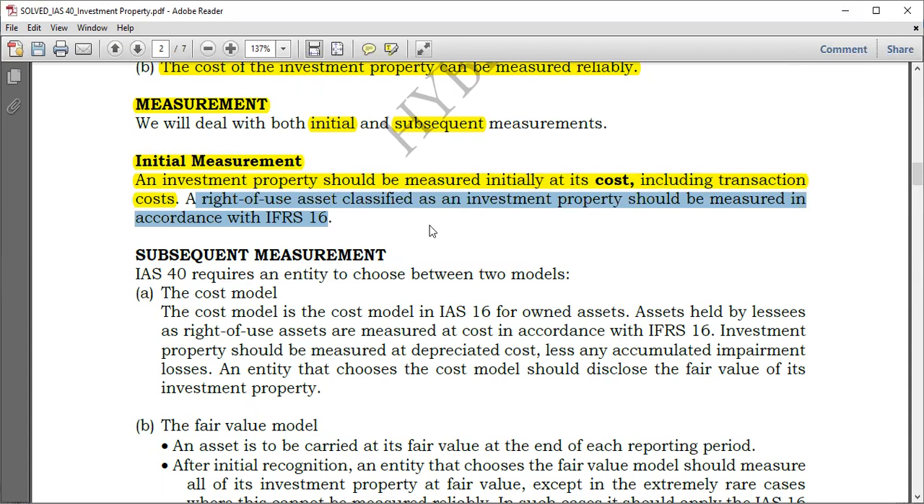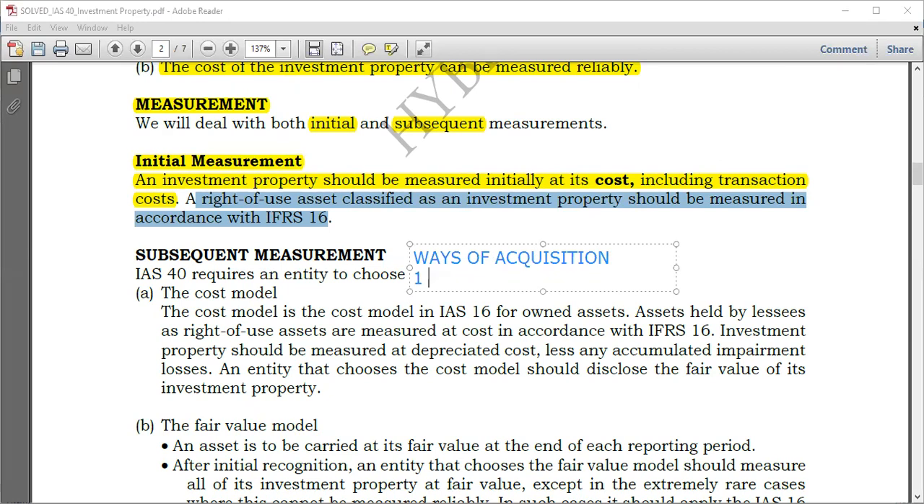It really depends on how you have obtained it. So before going to subsequent measurement, I would like to specify one thing here. There are several ways of acquiring investment properties, ways of acquisition. You can acquire it in several ways.